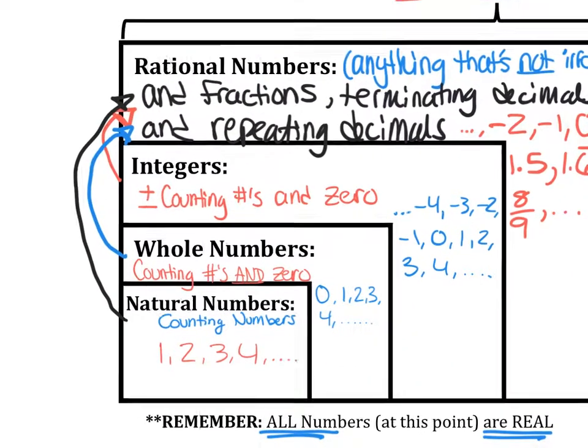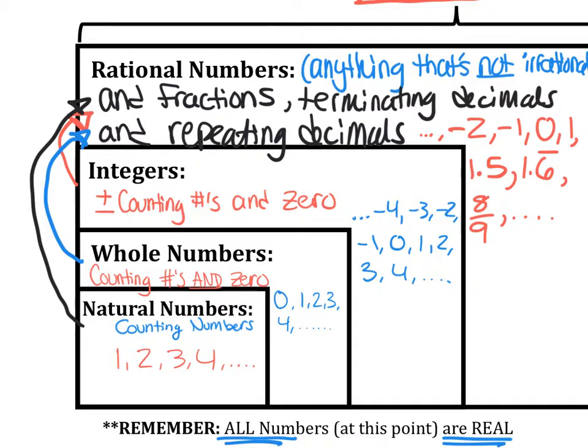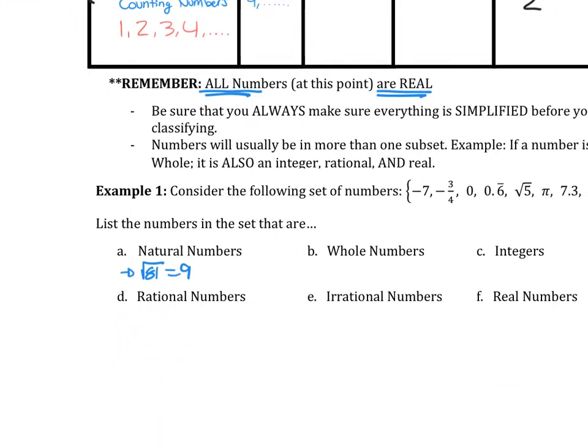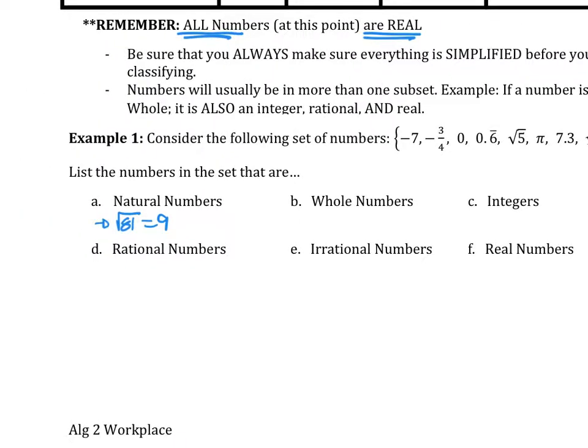And now, when a number is natural, this box is in all of the other ones. So that means 9 is also whole, it's also an integer, it's also rational, and it's also real. You just go all the way up. So we can put that 9 in all these different subsets right now. So natural number is also whole. It's also an integer. It's also rational. And it's also real. The only one it's not is irrational, because a number cannot be rational and irrational at the same time.